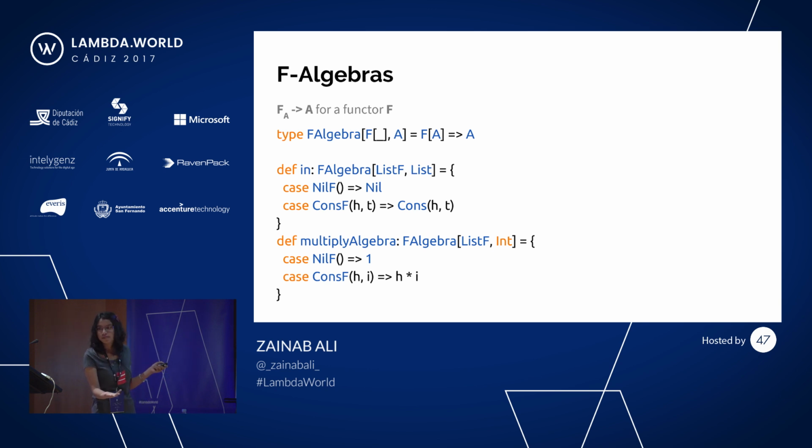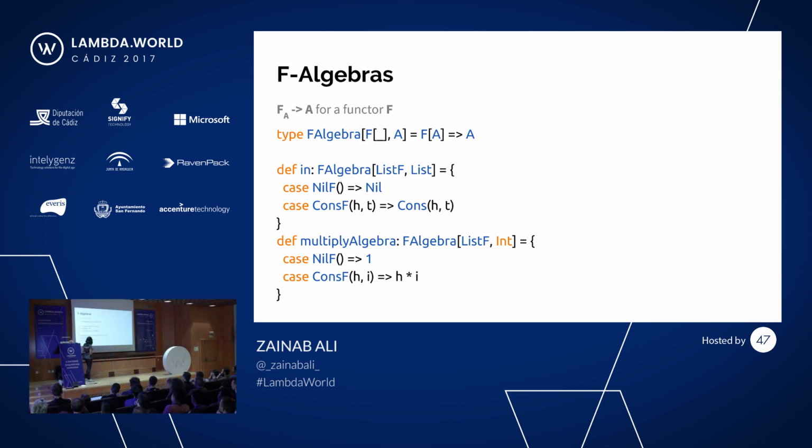And you've seen these before. I've already shown you one earlier. In fact, the function in that we wrote here is an F-algebra from list F to list. So we wrote a function that went from list F of list to list. I could just as well write another one, and so I'm going to randomly pick one out of a hat. This doesn't look suspicious at all, right? I've just come up with it. Called multiply algebra. And that goes from a list F of int to int. And in the case of nil, I'm going to go to 1. And in the case of head and some value I in my tail position, I'm going to multiply h and I.